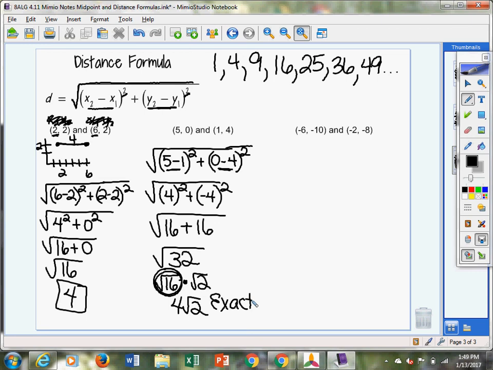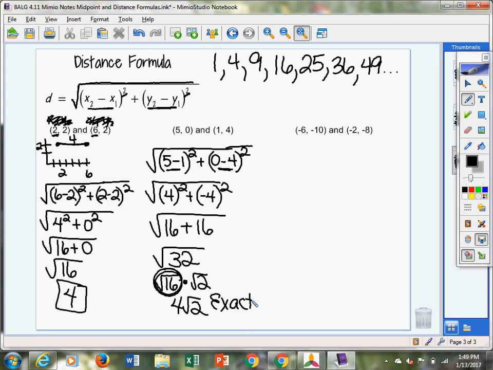Now, you can in your calculator do the square root of 32 and you'll get a decimal. That's what we call an approximate answer. Because when you get a decimal answer, you tend to have to round, and rounding approximates. So pay attention to any instructions you get. Sometimes they want exact answers, sometimes they want approximate answers. And they'll word it in such a way that you understand what you need to do.